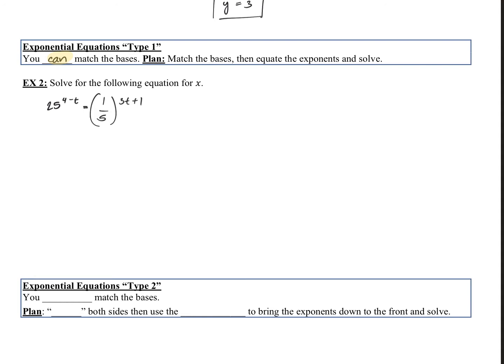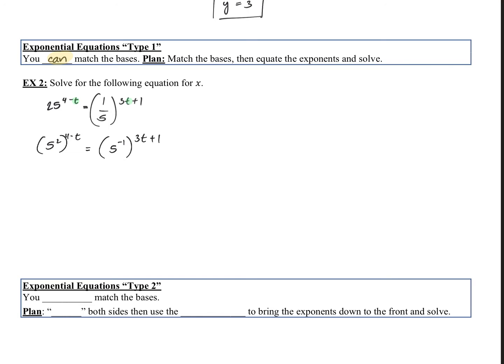Okay, so once again, let's see. Can I match the bases? That's always going to be our first question whenever we see an exponential equation. And once again, how do I know this is exponential? Because we have a variable in our exponent. Well, can I match the bases? Let's say we have a 25 and a 1 over 5. Hey, those both can be written as 5 to some power. 25 can be written as 5 squared. And that's to the 4 minus t power. And then 1 over 5 can be written as 5 to the negative 1 power. And we raise that to 3t plus 1.